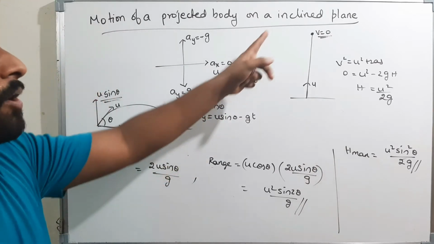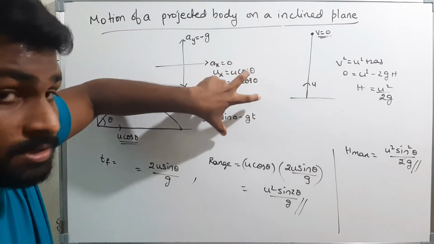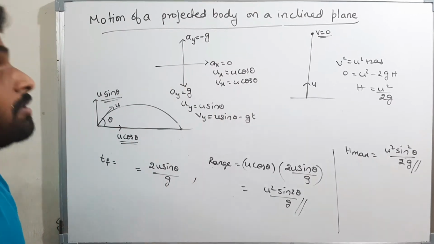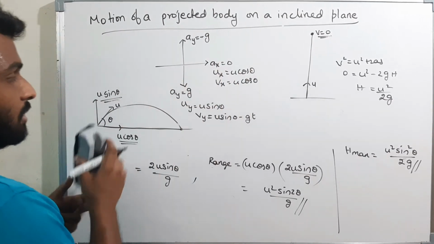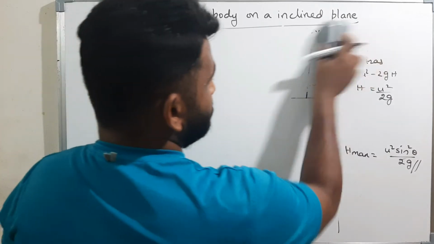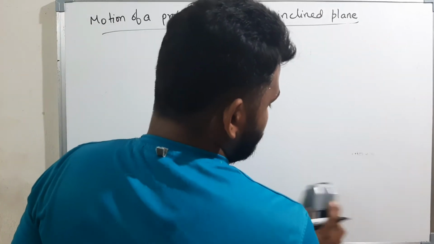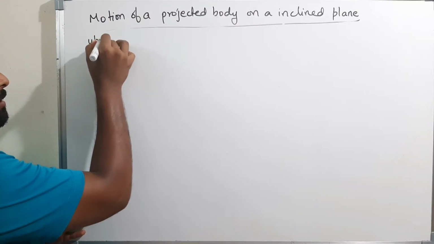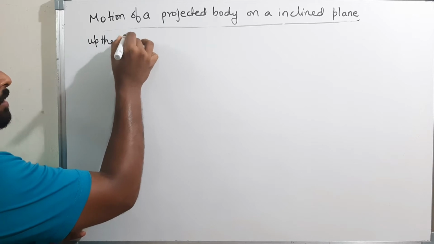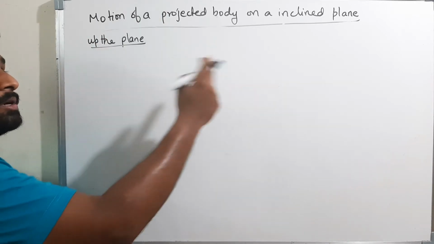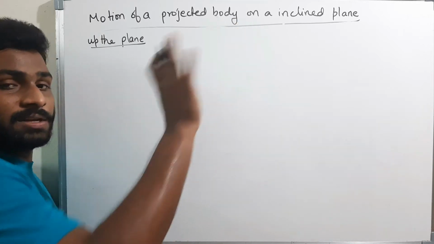Now we will see on an inclined plane. If you are good in this, then only you can do the inclined plane. Now see here how I am going to resolve the components in an inclined plane. See carefully, it's very important. First one, up the plane. Once you are good with up the plane, then automatically you will get down the plane. You just have to change the signs, that's all.